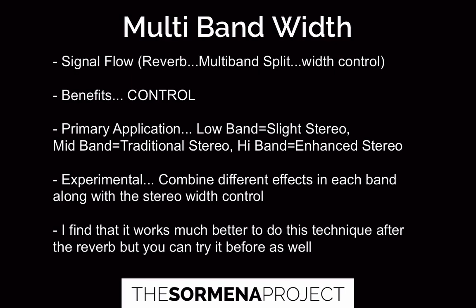And the primary benefit here is really control. So the primary application would be to really try to get that nice wide stereo image. And that requires you to make sure that the low end is very much centered, okay, so that there's not any sort of muddiness or overlap or lack of clarity. And so that's why I wrote low band would equal slight to no stereo, so all the way down into mono. Mid band, traditional stereo. High band, an enhanced or overly hyped stereo effect.